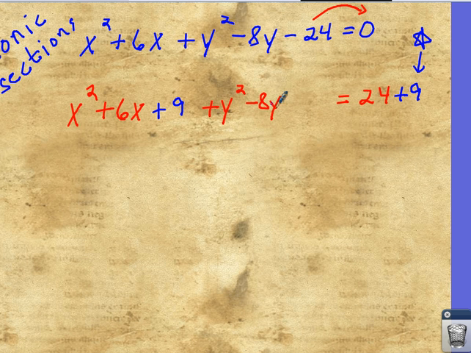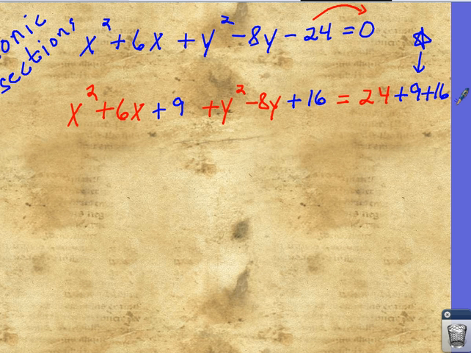Elizabeth, y squared minus 8y. Try to complete this square for me. Take half of it, square it. What am I going to add here? Half it. Square it now. 4 times 4. 16. We good? Add it to both sides. Make it legal.